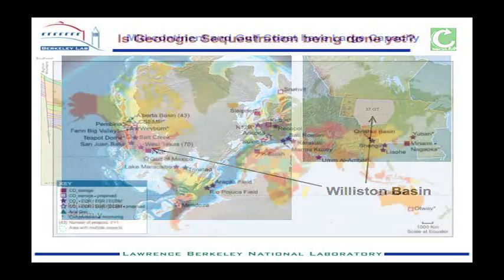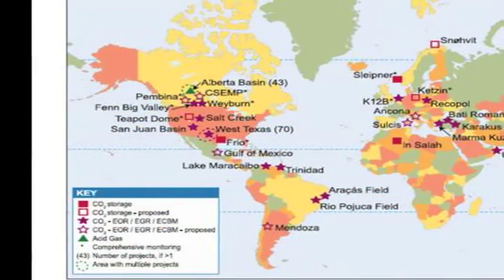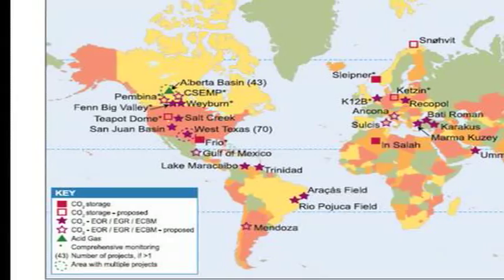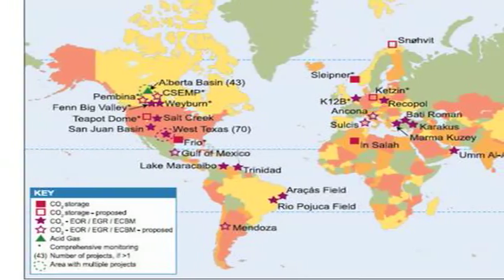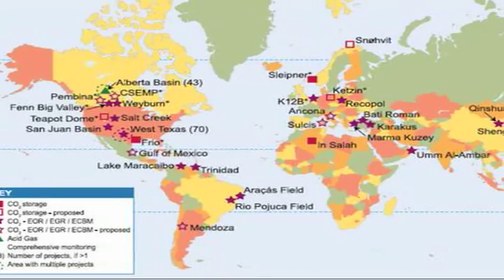Okay, is geologic sequestration being done yet? Well, one of the reasons people think this is a likely technology to be pursued is that it is being done at a scale that's a lot smaller than it needs to be to be significant. This is a map of all of the projects where more or less, and sometimes intentionally and sometimes as a byproduct of other things, CO2 is being sequestered underground.